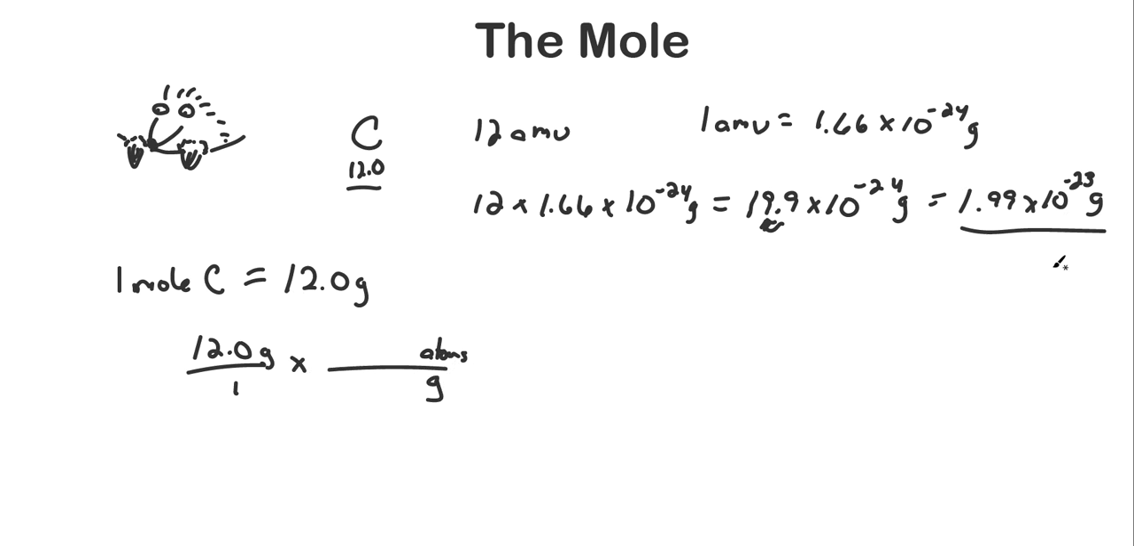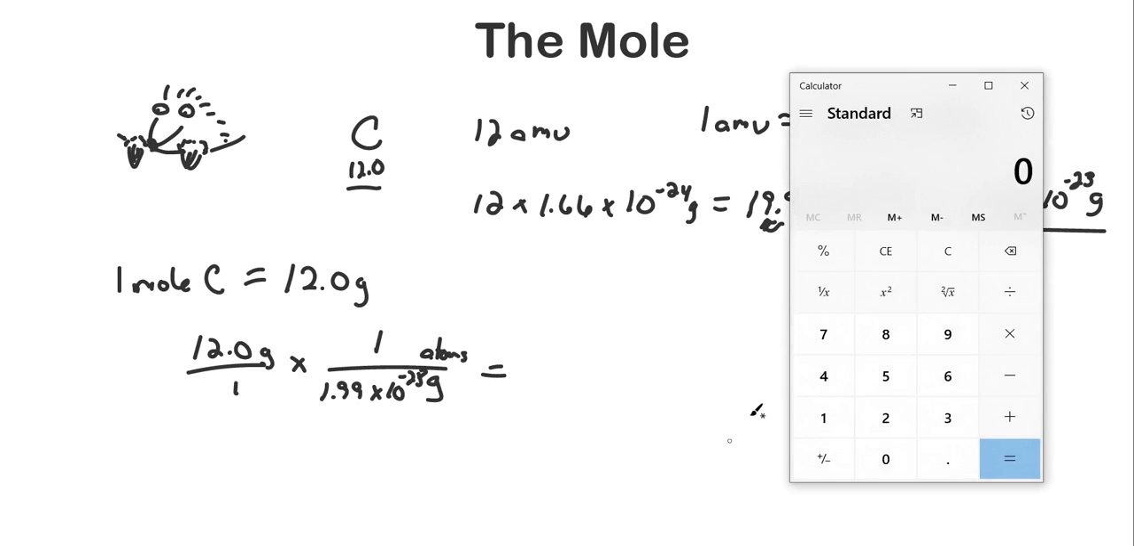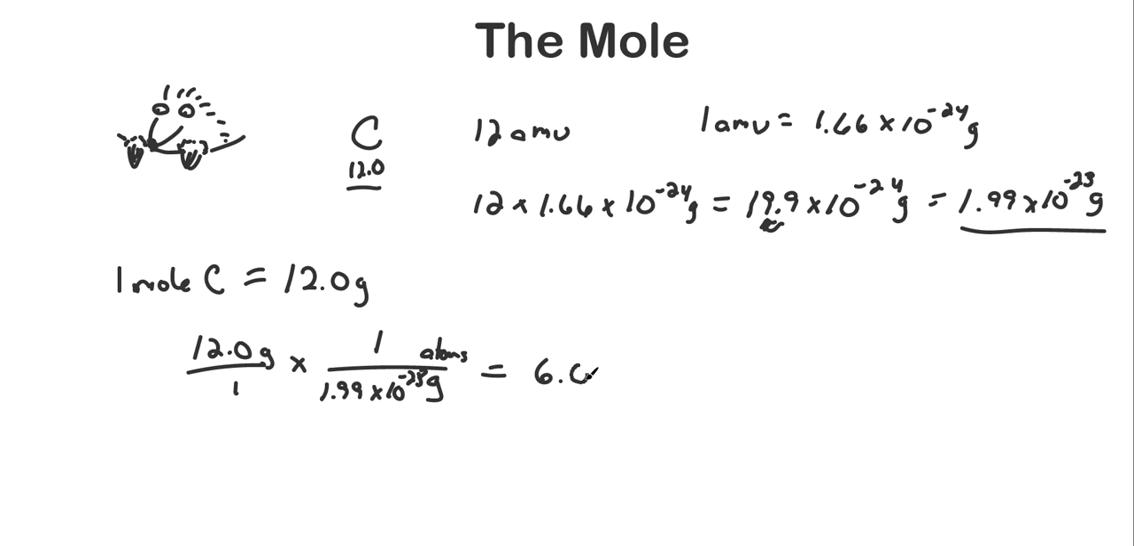Here we know 1 atom of carbon weighs 1.99 times 10 to the negative 23rd grams. That's a 3, it looks almost like a 2. So if we go back to our calculator, take our 12 divided by 1.99, we get 6.03.